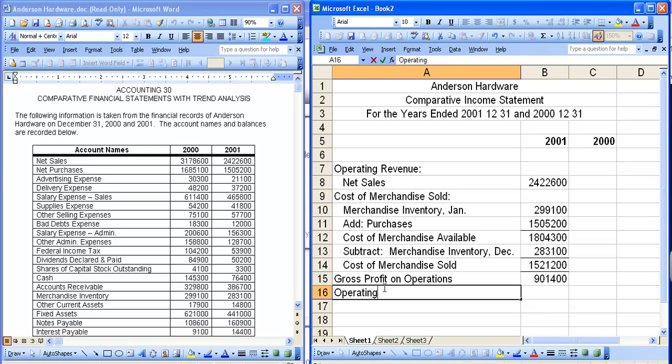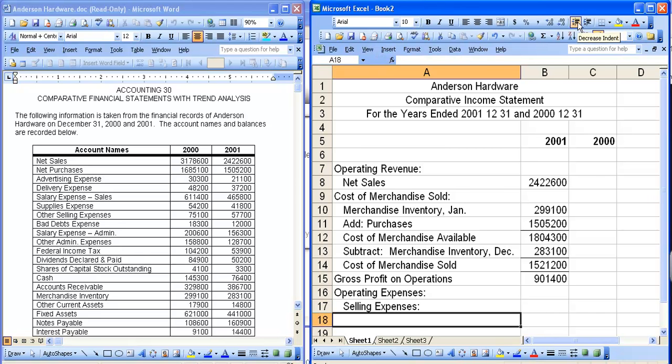Next thing we have to do is put in our operating expenses. And we have two types of operating expenses. We have selling expenses, which relate to the selling of our merchandise. So those are things like advertising expense. I'm just going to pause while I type in a few of these things.